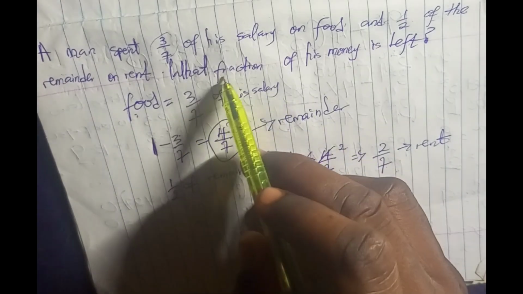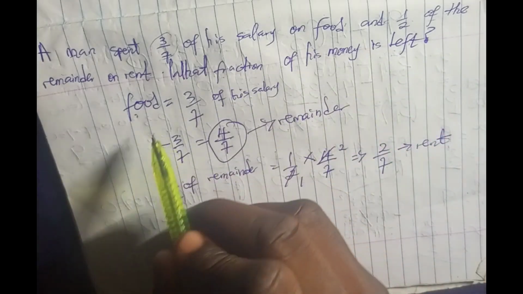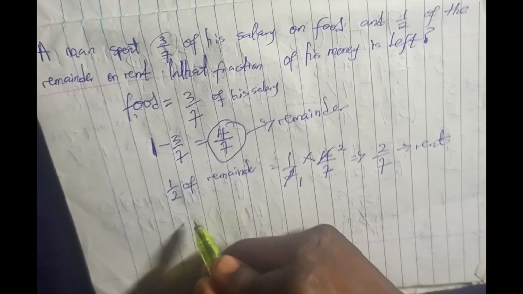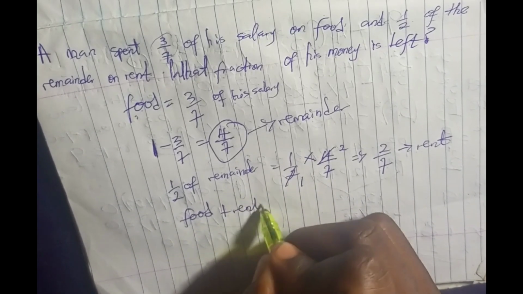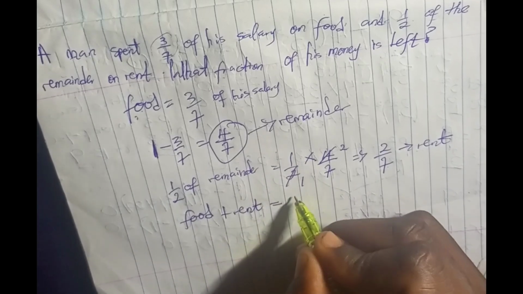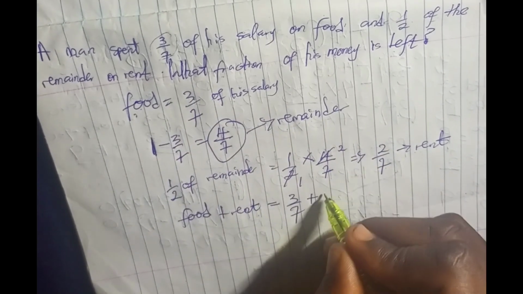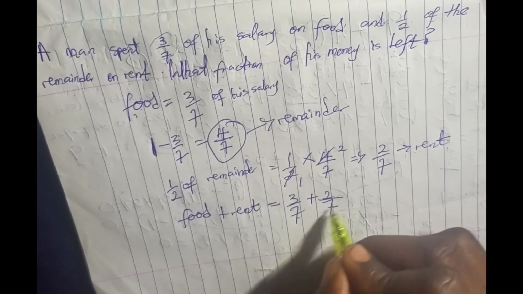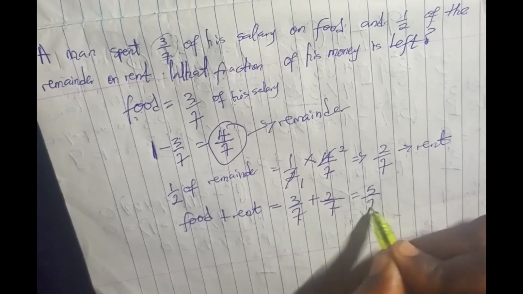So what the man actually spent is, he spent on food and on rent. Now, what they're asking is, what fraction of his money is left? Let's look at what he spent. What's the total he spent on food and the total he spent on rent? So we add the fraction he spent on food, 3 over 7, plus the rent, 2 over 7. They have the same denominator, so you just do 3 plus 2, that's 5 all over 7.